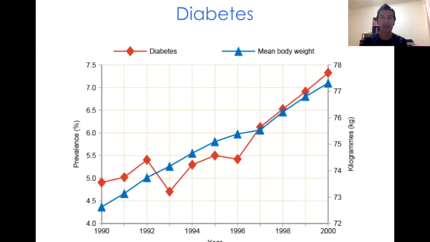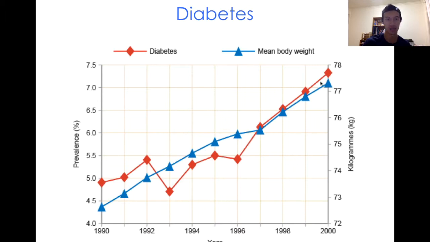Here's an interesting figure. You can see a connection between the prevalence of diabetes versus mean body weight. The graph can seem a little bit confusing, but from the 1990s over to 2000, you can see that the mean body weight has increased. The axis on the right refers to kilograms, which is for mean body weight, which is the blue. Mean body weight has increased from about 72.8 all the way up to about 77.2 over the last maybe 40 years or so.